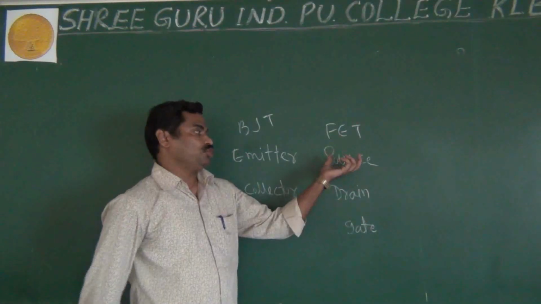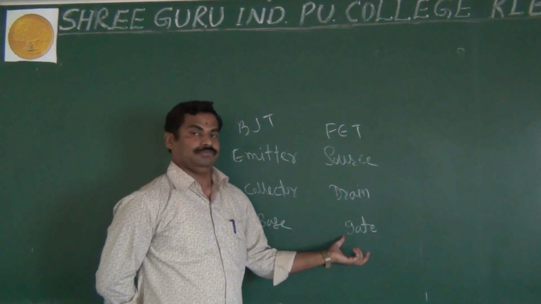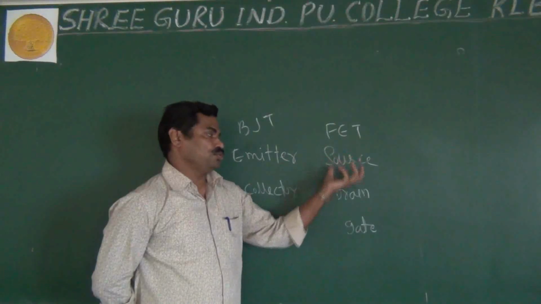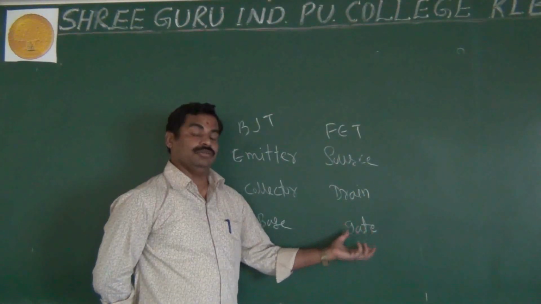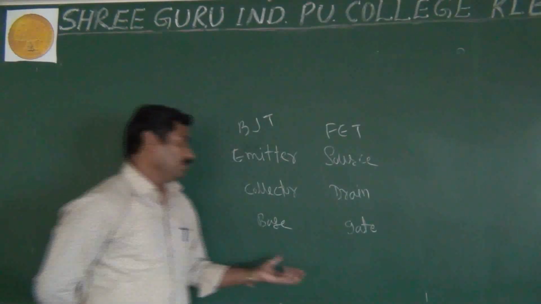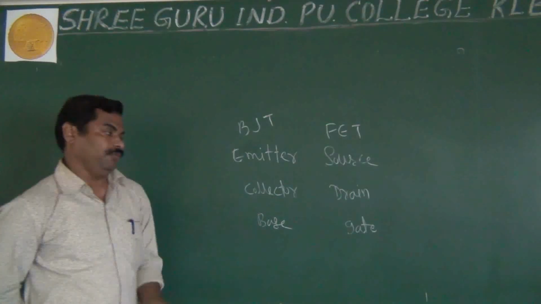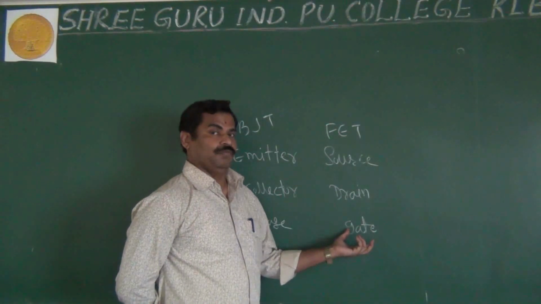It means how much current flows from source to drain is decided by the gate. You can say the gate is a controlling terminal. Just as your base controls the current from emitter to collector, in the same way your gate is a controlling terminal.